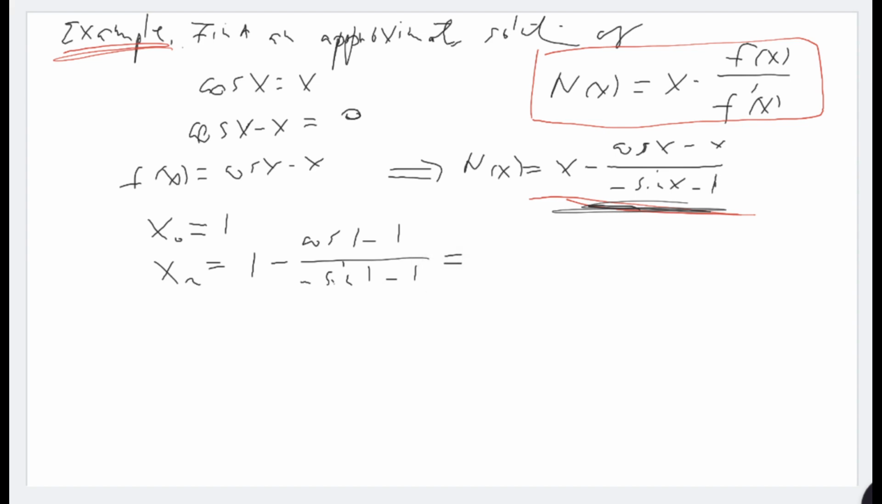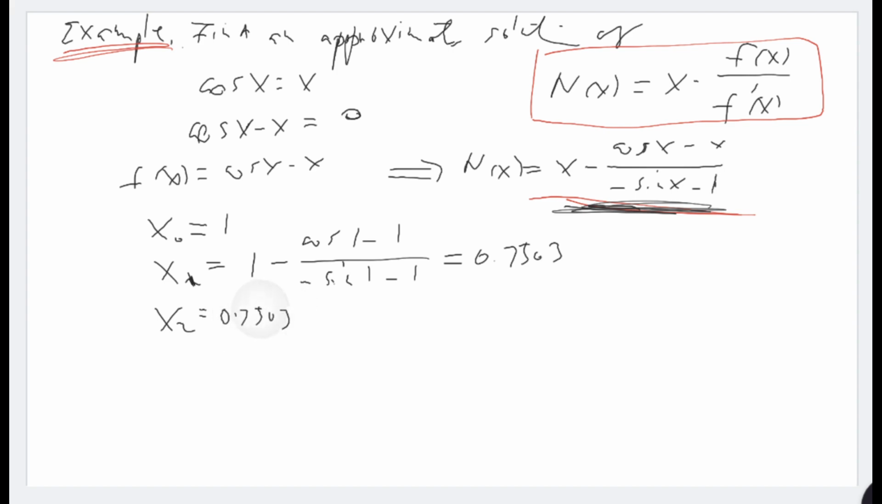Now when trig functions are involved, set the mode to radians. So x1, with the calculator, is 0.7503. Okay, with x1, then we do x2. How do we do that? We plug in x1 for x in the Newton's function. So you write it one more time.